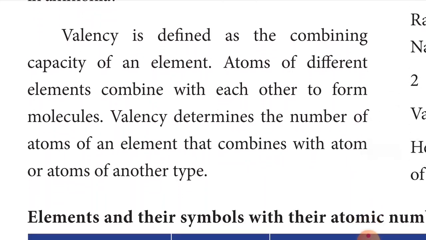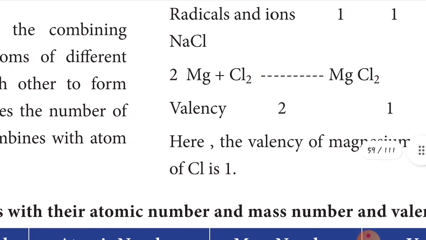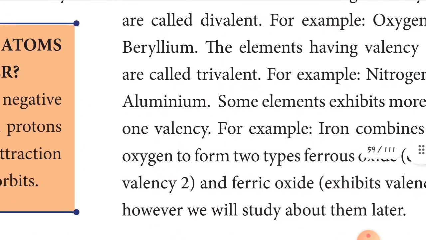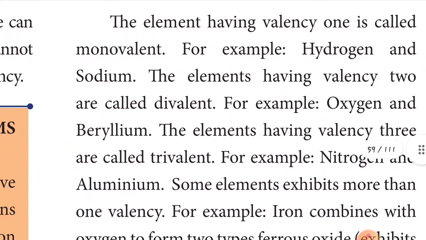So this is the correct definition of valency. Valency is defined as the combining capacity of an element. Atoms of different elements combine with other atoms to form molecules, and valency determines the number of atoms of an element that combine with other atoms. This is clear to you, children? Yes. And here they gave monovalent and divalent. Mono means single, only one. Elements having valency one are monovalent, for example hydrogen H and sodium Na.